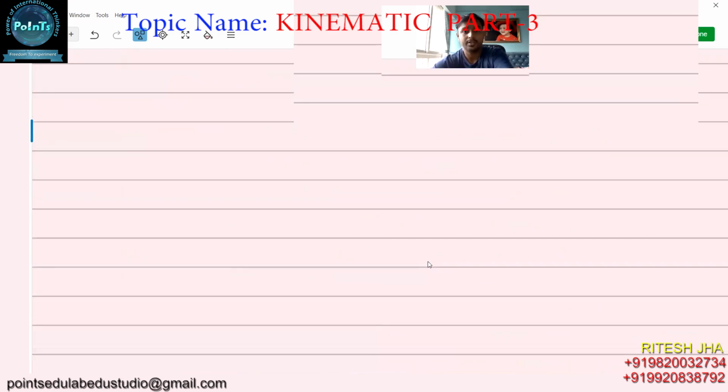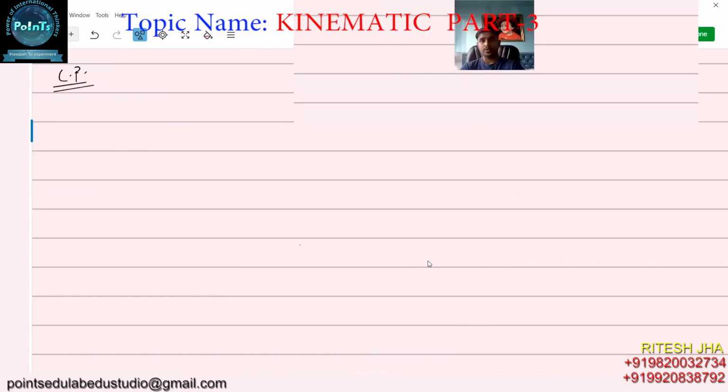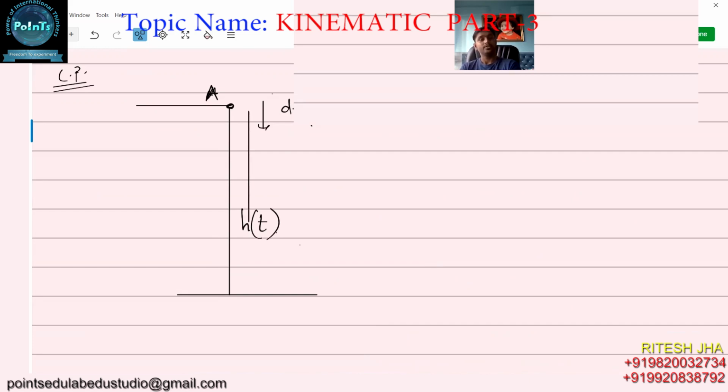Anyways, let me give you another question, which is related to motion under gravity only. Now this is a little bit more complex. You're starting from point A. The object is dropped. And in time T, it is covering this particular height H, let's say. So this entire height is H, which it is covering in T seconds.